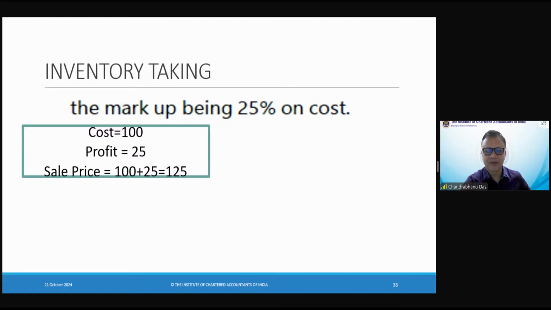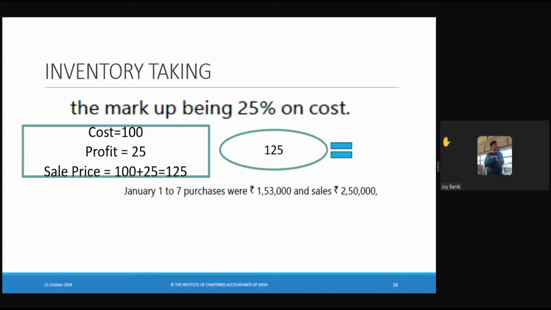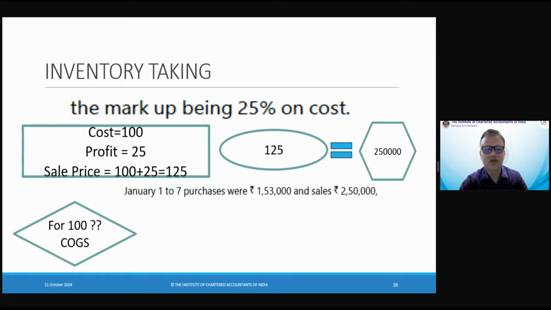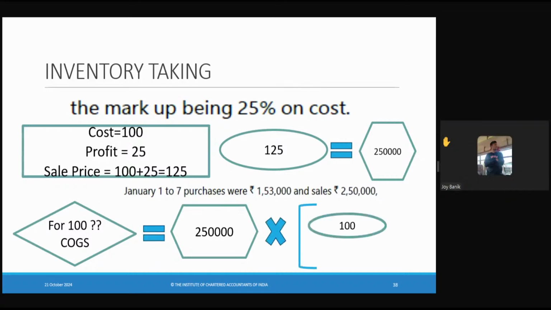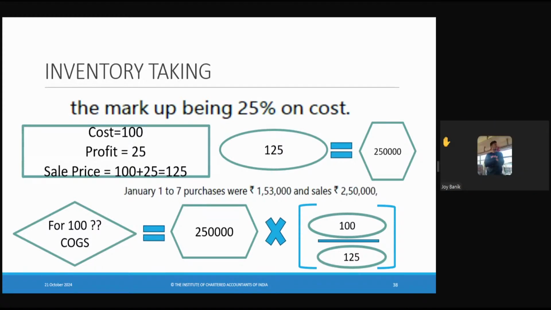Now when you get the sales price, calculation of gross margin is always on the sales basis. When it is 125, we are getting 2,50,000. I am interested actually in the cost, because inventory has to be valued at cost. So for cost 100, for 125 it is 2,50,000. That means for one, it will be 2,50,000 divided by 125. So for 100, it will be multiplied. It is like a unitary method. For 125, it is 2,50,000. For 100, how much will it be? Clear, no?